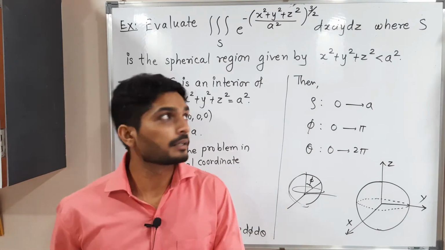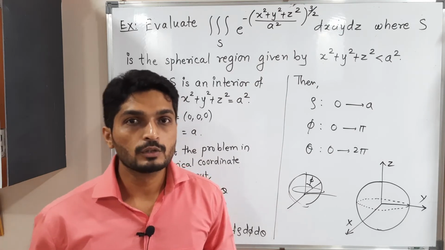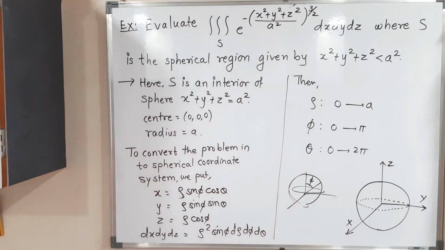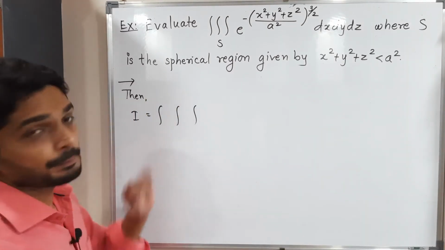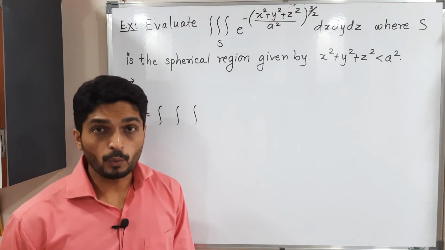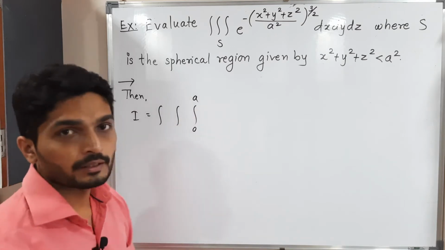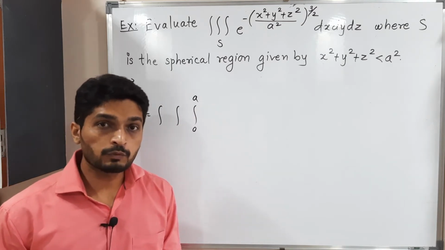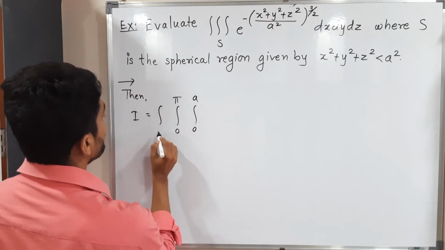So let us convert the given integral into spherical coordinate system and then we will solve. I suggest you make a screenshot of it. After that we will go further. Okay, so let us solve the integration. I is equal to triple integration. You know that the inner integration is with respect to rho. What are the limits? 0 to a. The middle integral is with respect to phi, having limits 0 to pi, and the outer integral with respect to theta, so 0 to 2 pi.